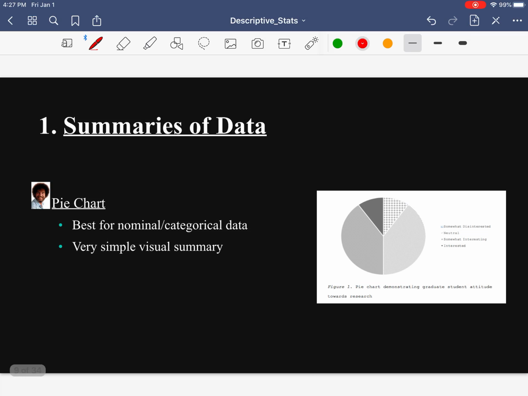Okay, we can also use a pie chart. So depending on the information, maybe a bar chart is better, maybe a line graph is better, or maybe a pie chart. A pie chart specifically might be better for our nominal or categorical data. It's a nice, simple, easy summary. Now you can see this is pretty boring, right? It's grayscale. So oftentimes when you submit something, for example, this is APA format, it's got to be in grayscale. But we do the best we can.